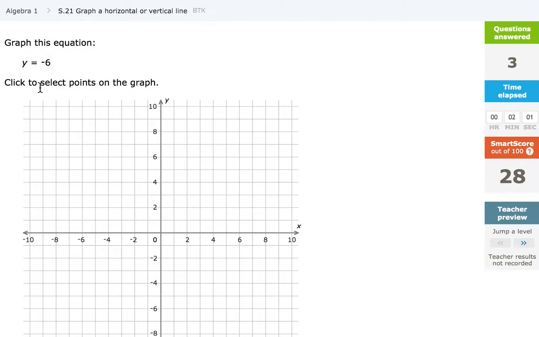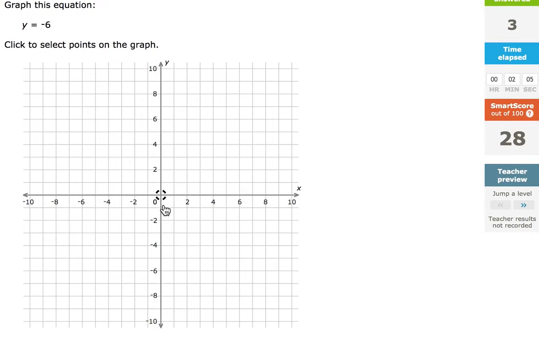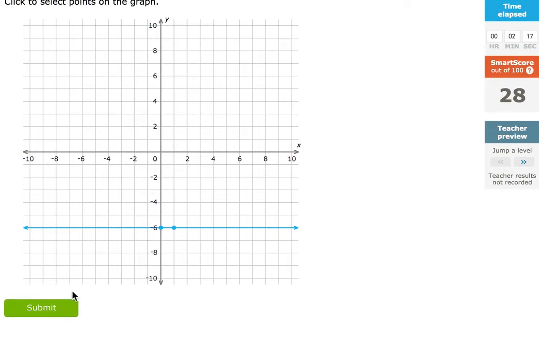Now y. Let's take y equals -6. On the y-axis, locate the value -6, and now we will move either to the left or right off of the y-axis. I'll go ahead and move 1 unit to the right, click, and here's our line. And now you can submit.